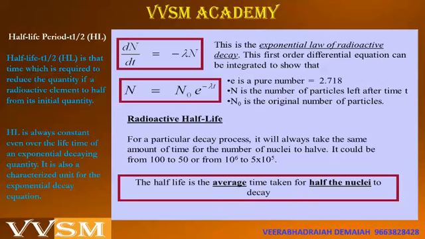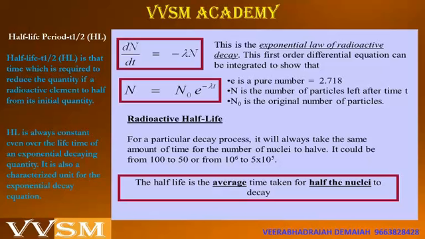Half-life is always constant, even over the lifetime of the exponentially decaying quantity. It is also a characteristic unit for the exponential decay equation. This is called the exponential law of radioactive decay: dN/dt = -λN, where N is the number of particles left after time t, N0 is the original number of particles, and e is a pure number.